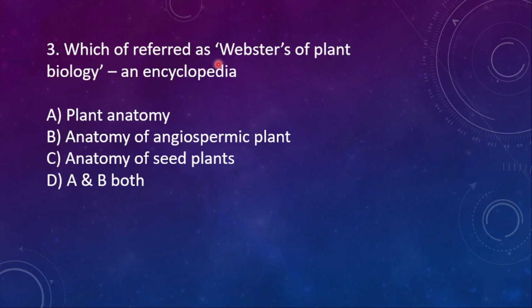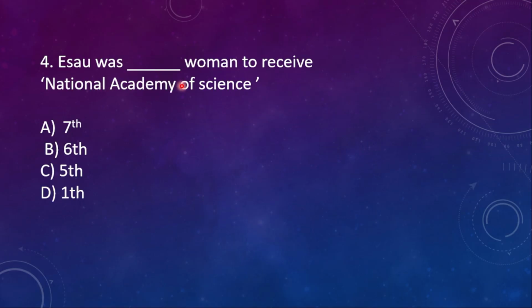Which is referred to as the Webster's of Plant Biology and Encyclopedia? Option A Plant Anatomy, option B Anatomy of Angiospermic Plants, option C Anatomy of Seed Plants, and option D A and B, and here the right option is option C Anatomy of Seed Plants. Esau was the dash woman to receive the National Academy of Science, option A 7th, option B 6th, option C 5th and option D 1st. So here the right option is option B, 6th.